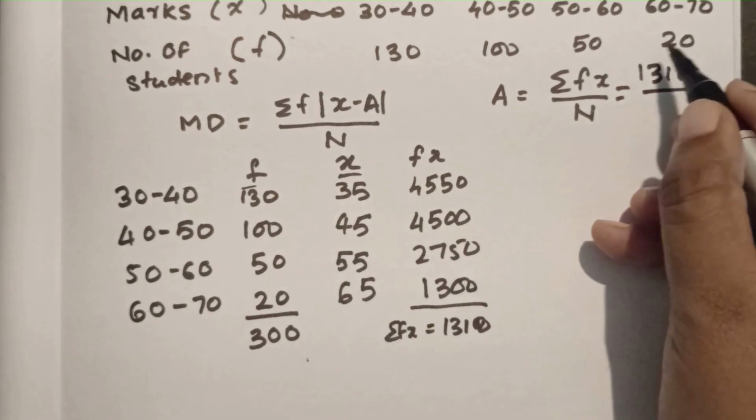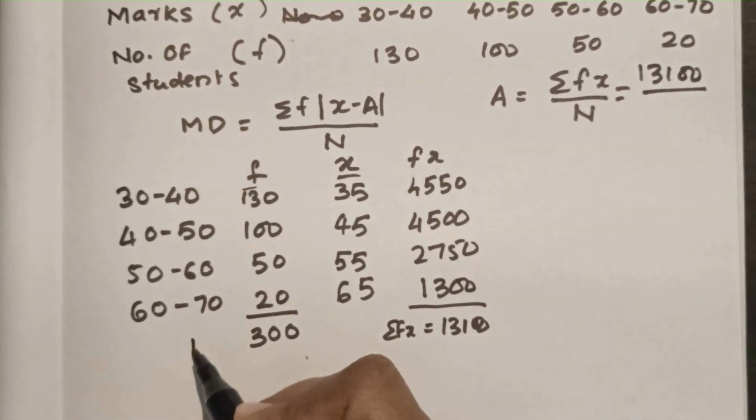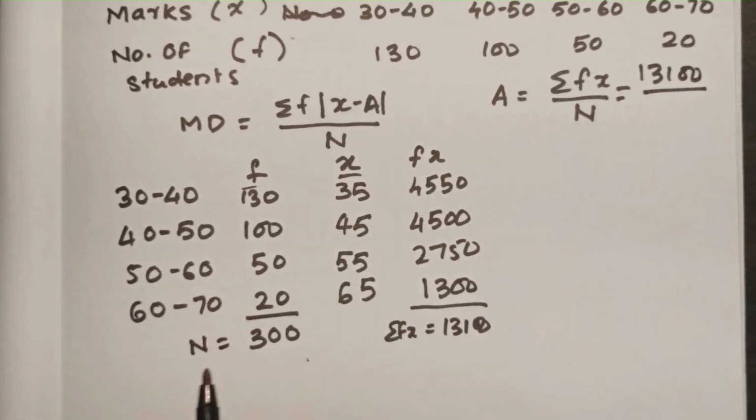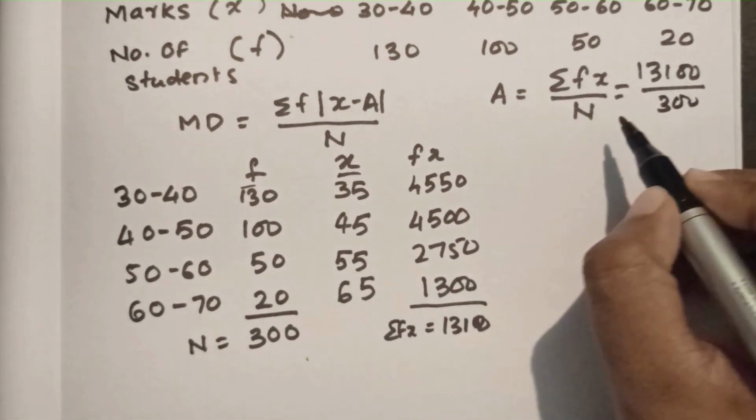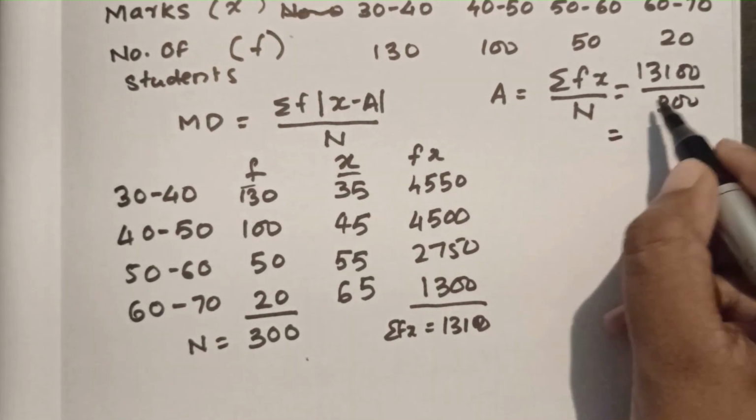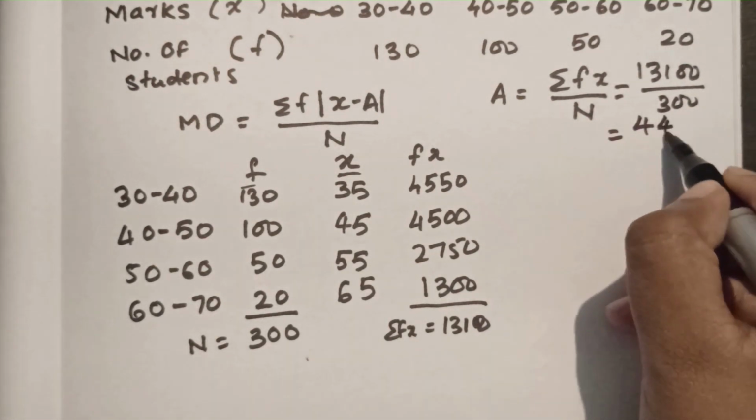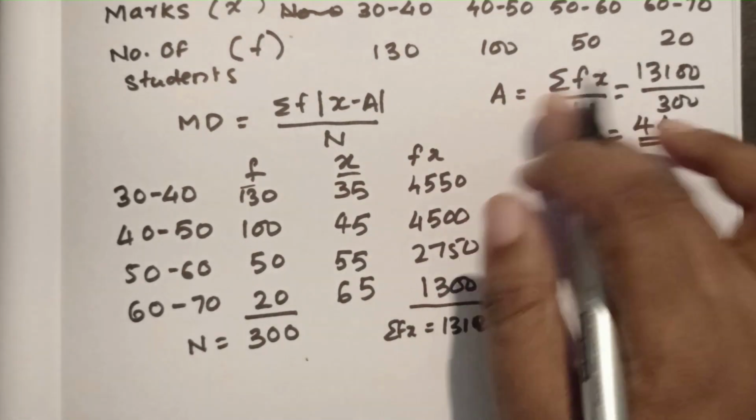13,100 whole divided by capital N, we know this is the total of frequency. Okay, not total number of frequency, total of the frequency value. So divided by 300, we are getting around 43.77 something. So I'm rounding it off. So 44 is the absolute value.